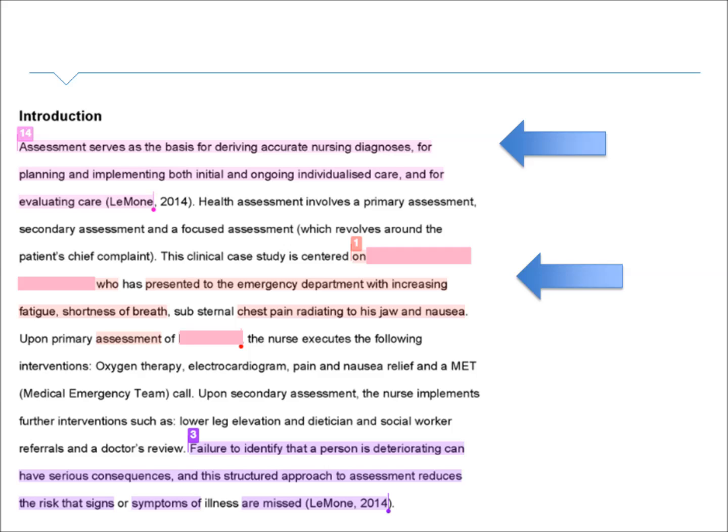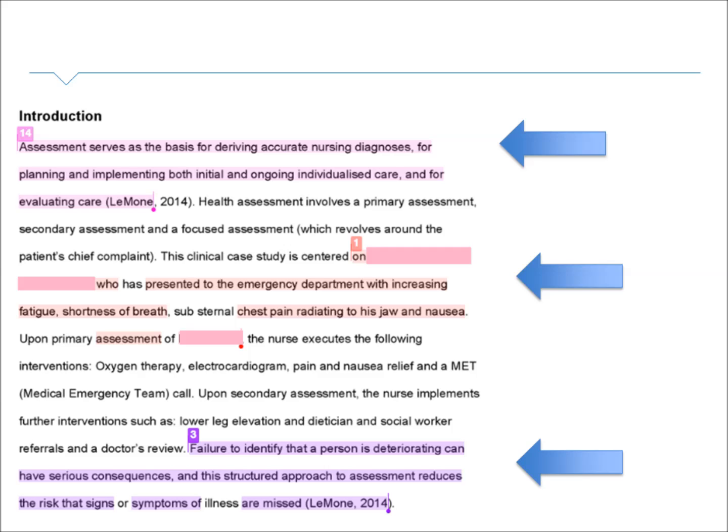Now, this looks like it's borrowed from somewhere. We don't know where from. "Upon primary assessment of this person, the nurse executes the following interventions: oxygen therapy, electrocardiogram, pain and nausea relief, MET call. Upon secondary assessment, the nurse implements further interventions such as lower leg elevation and dietitian and social worker referrals and a doctor's review." The second part also looks like it's written entirely by you, and this is followed by the last sentence of the paragraph.